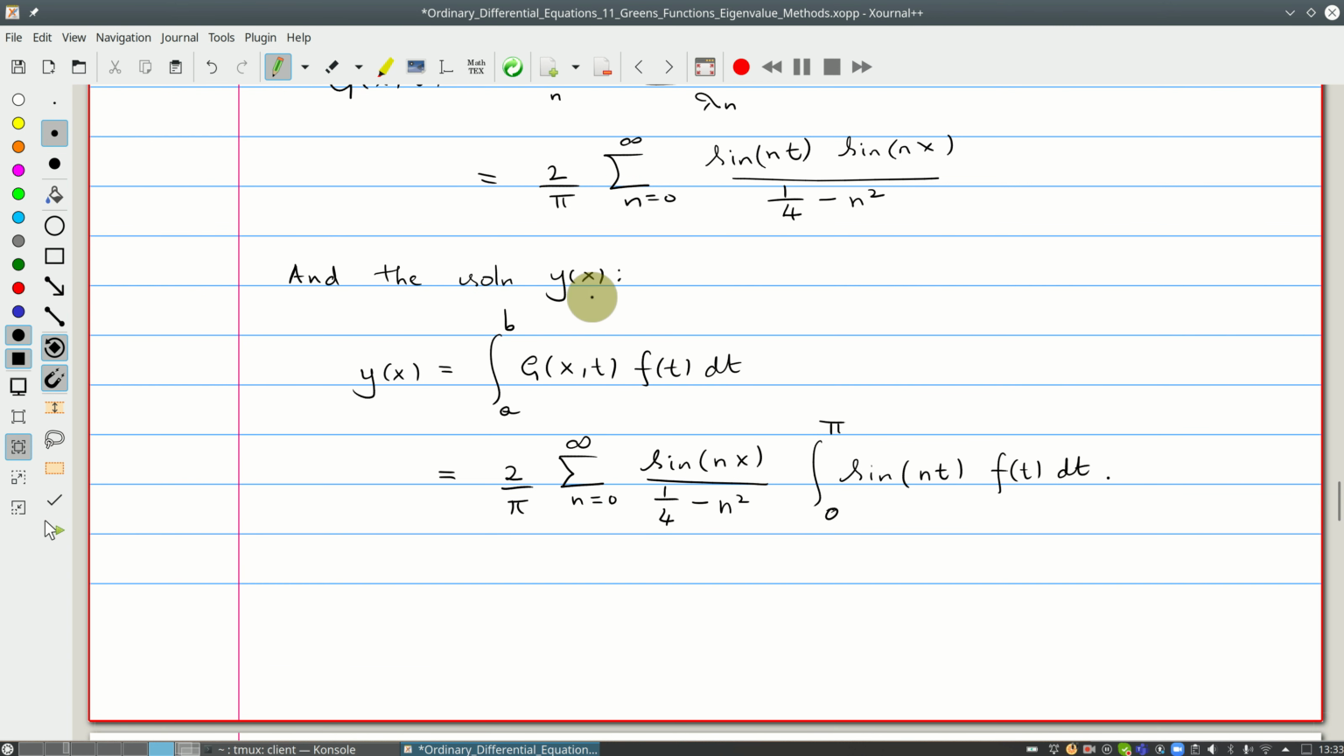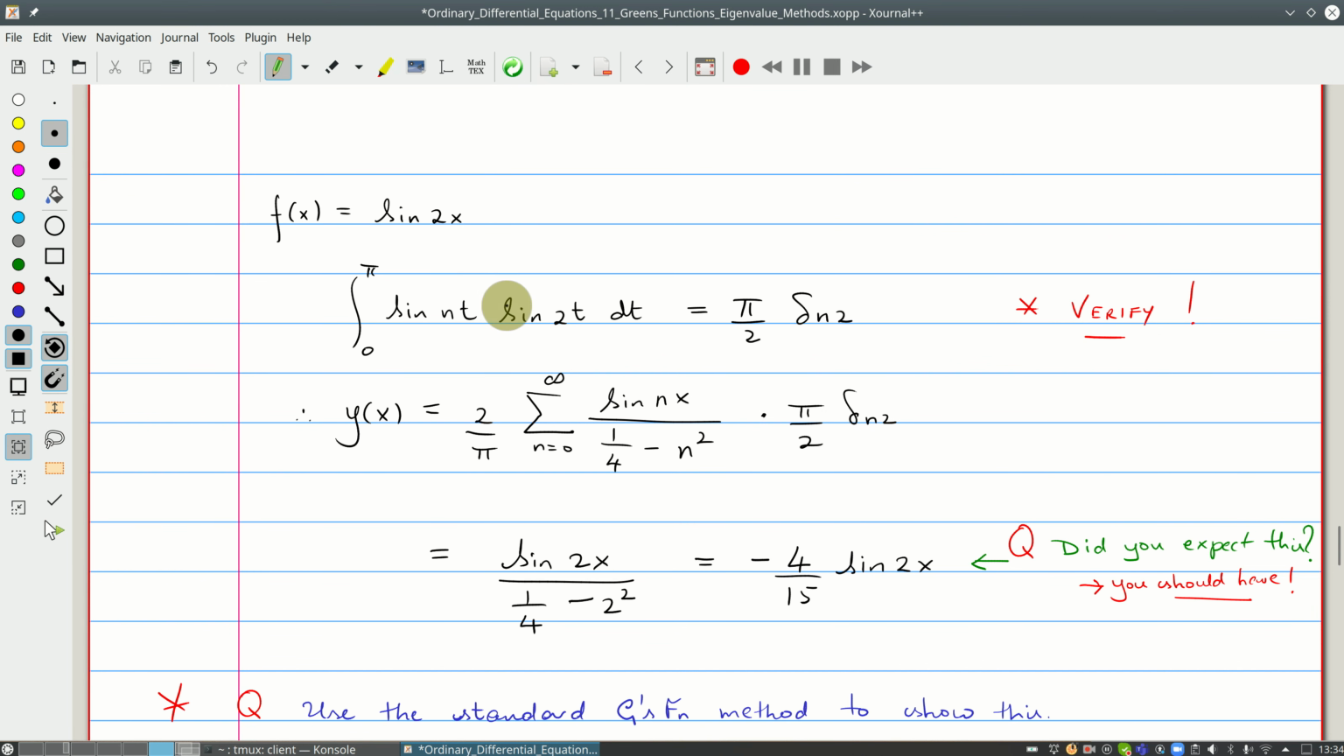So the solution then is y of x is equal to the integral from a to b of the Green's function times f of t dt, and you put that in there, you get the infinite sum of this part of the Green's function times the integral from 0 to pi, that's a and b, times sine of nt f of t dt. So now all that remains is to find out what these integrals are, and then you can find out what the solution is.